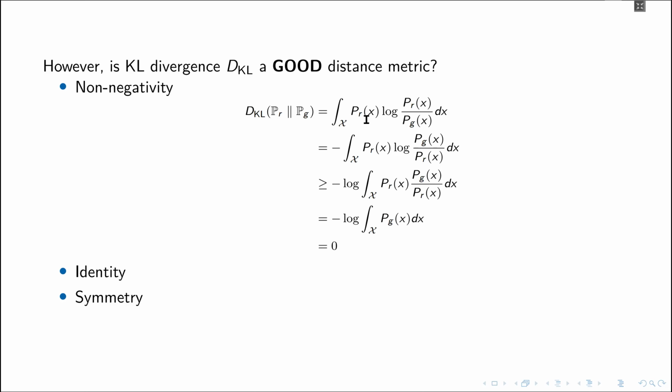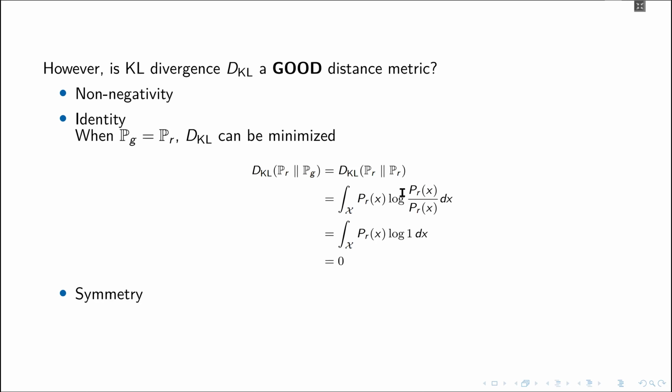As we can see, as negative log is a convex function, we know convex functions have good properties. If we're using Jensen's inequality, we can move the negative log outside and we get this term, and it cancels out these two terms. We get this term, and the integral of the probability is 1, and we can find that KL divergence is non-negative. How about identity? If PG is equal to PR, it's easy to prove that the distance is 0. So KL divergence is a good distance metric with regard to non-negativity and identity.